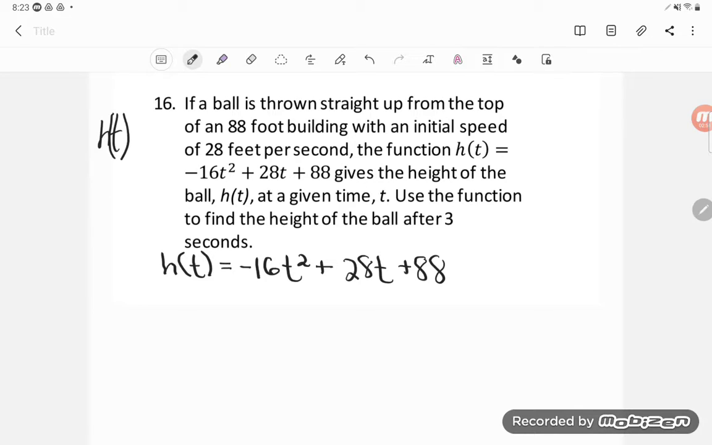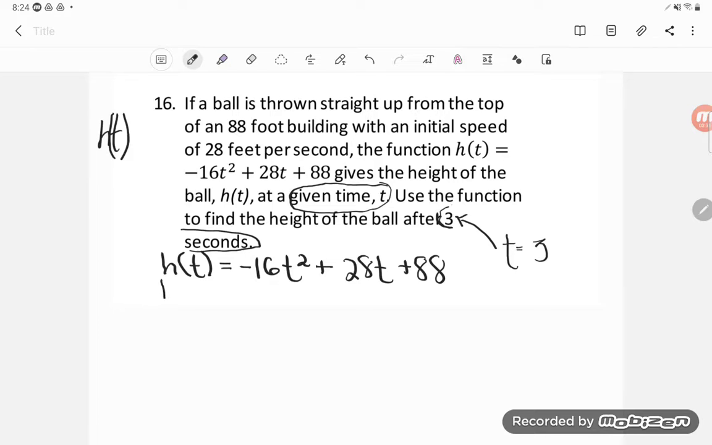You need to look for a known thing. And look what we know. It says, use the function to find the height of the ball after 3 seconds. We know about this little 3 here. We know that the ball will be in the air for 3 seconds. The t, they tell us, is the given time. T stands for time. 3 seconds, well, that's time. So you know what I just figured out? I just figured out that t is 3. That means every time I see a t, I can plug in 3.